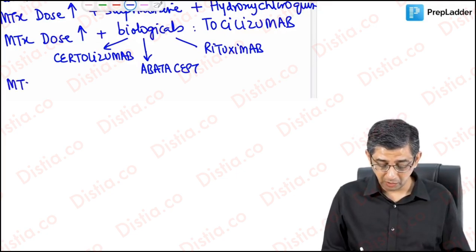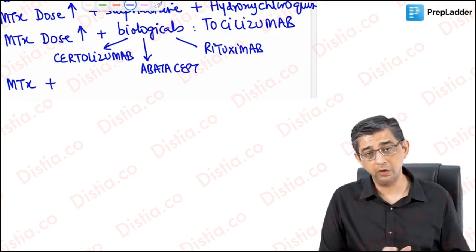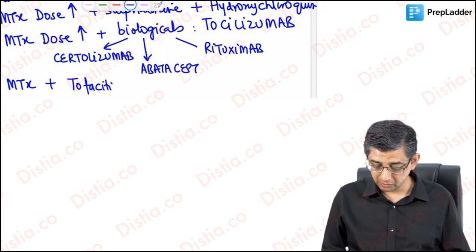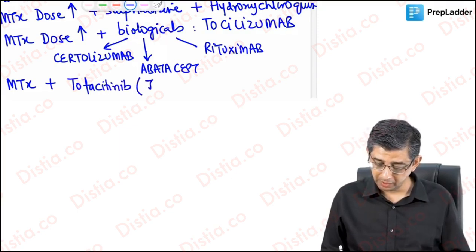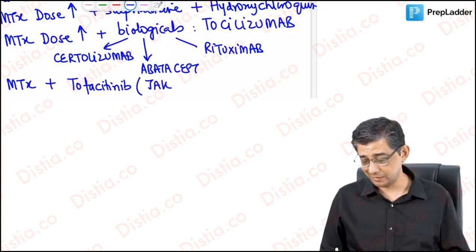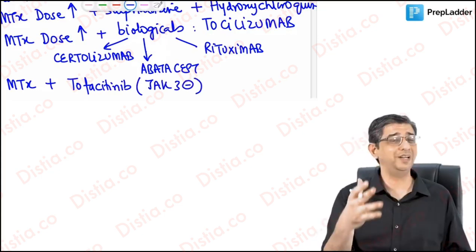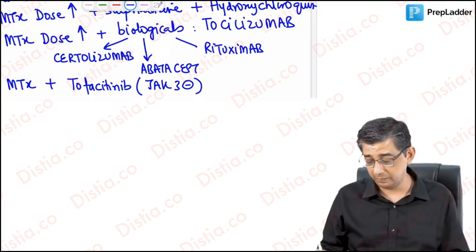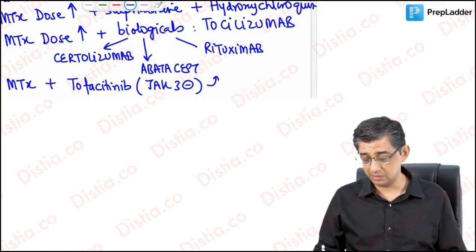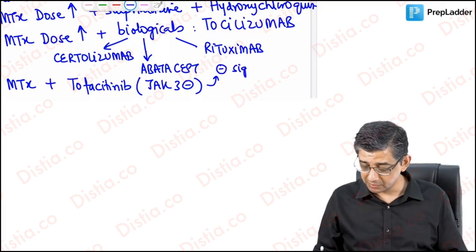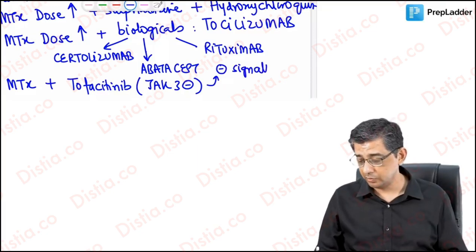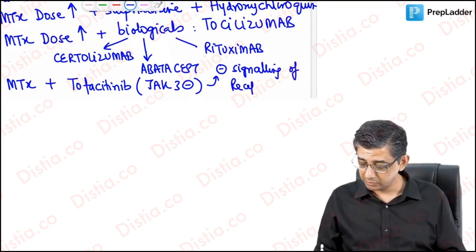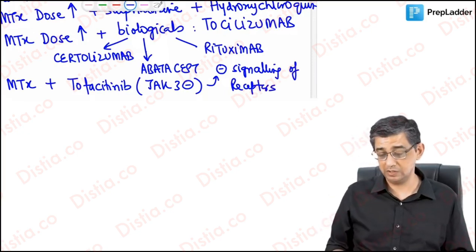An additional strategy that is now being recommended is giving methotrexate, continuing with the high dose, with tofacitinib. Tofacitinib is again going to be asked from the pharmacological domain because this is a JAK3 inhibitor, and what a JAK3 inhibitor is going to do is mainly inhibit the signaling of receptors of cytokines, because cytokines are the main culprits here related to the immune system. I'll just write the theory part here. If they ask how does tofacitinib act, your primary answer would be it will inhibit the signaling of the receptors for the various cytokines which are involved in the disease process.